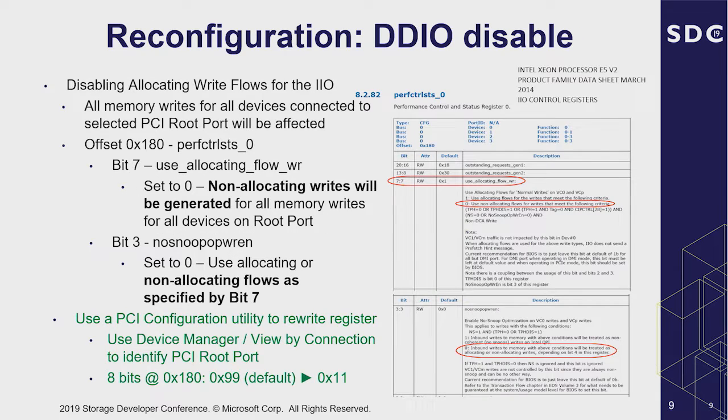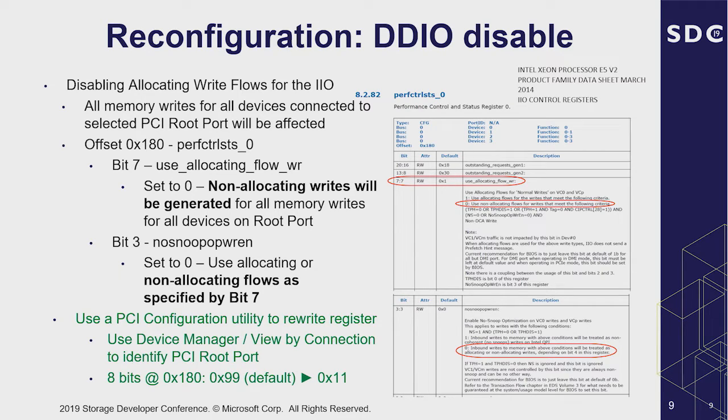How do we do that? Chet actually told us how to do that back in 2016. There are some magic bits in a PCI configuration register at offset 0x180 in this PCI root device. And there are only 2 bits you have to change. They're bit 7 and bit 3 in 1 byte of that PCI configuration register. And gosh darn if they don't do what we want.